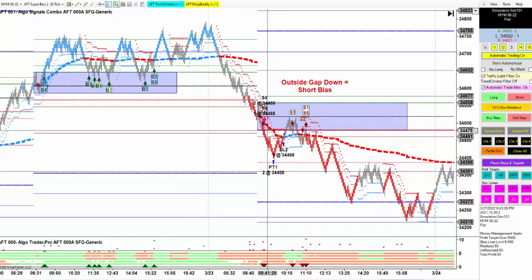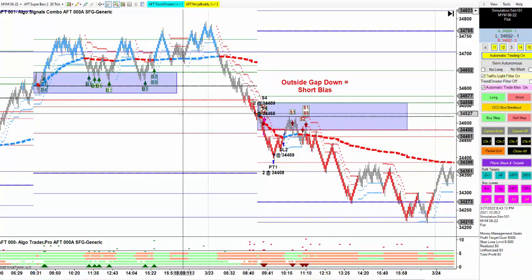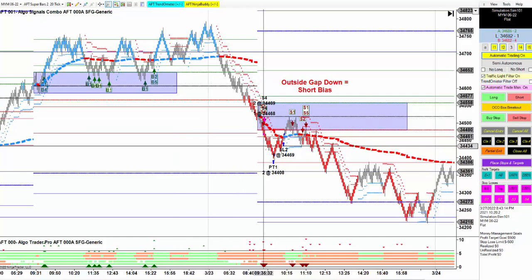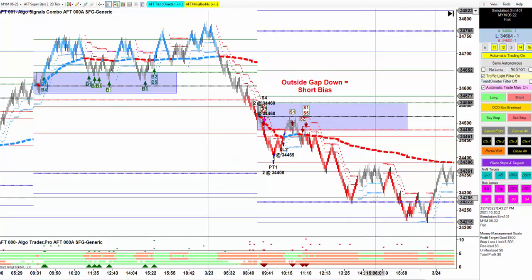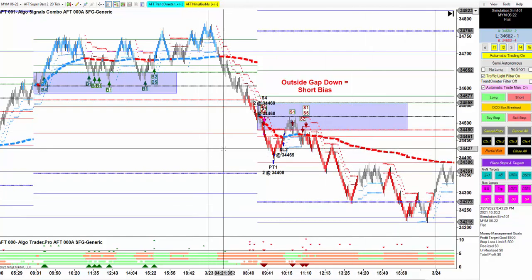In this case, we open down below the prior day's close and below the prior day's low. And in that case, the tendency is you get a trend type day, in this case to the downside. And usually it's a trend that'll last for the morning, sometimes the entire day. It just depends on what else is going on.